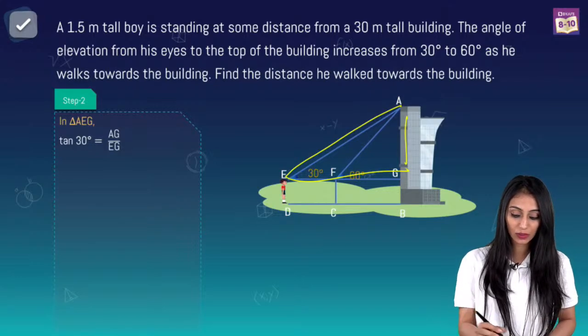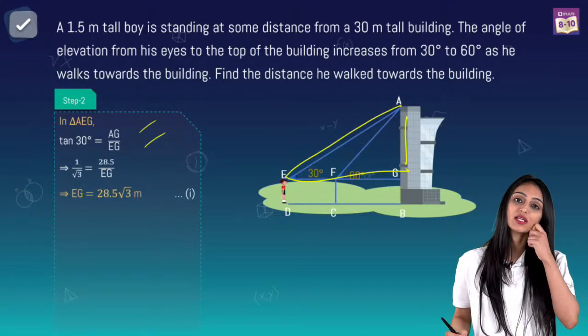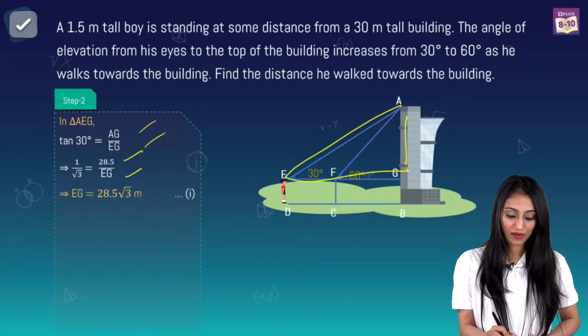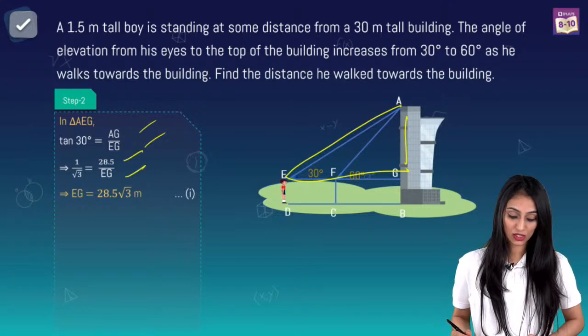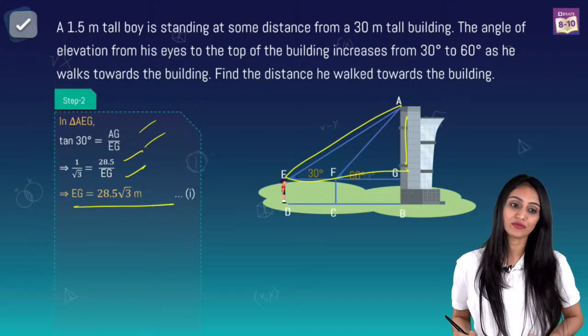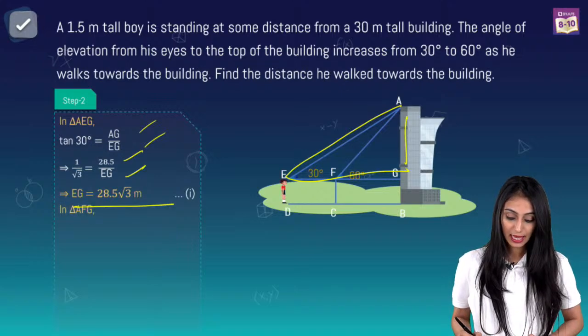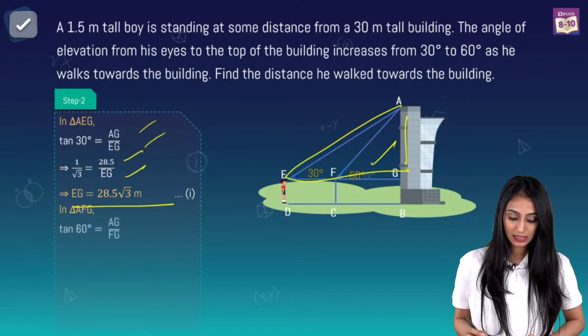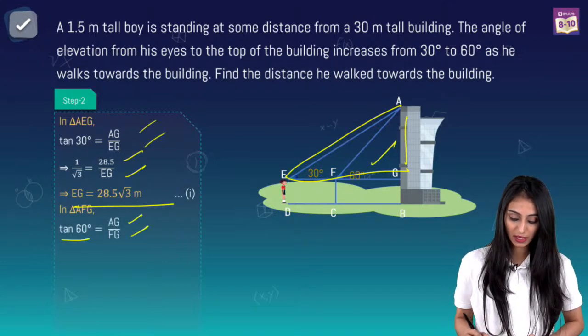Then what we will do here is, in this triangle AEG, the bigger one, I can say tan 30 would be AG by EG. So tan 30 is 1 by root 3, equals 28.5 upon EG, right? You cross multiply it, you get the first equation. So EG is this.